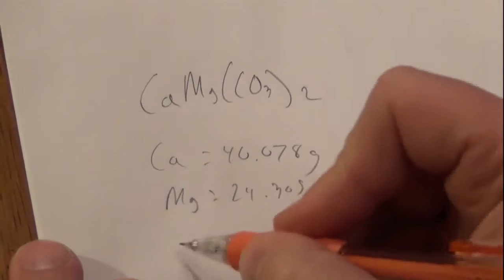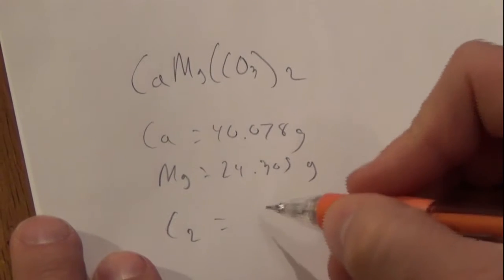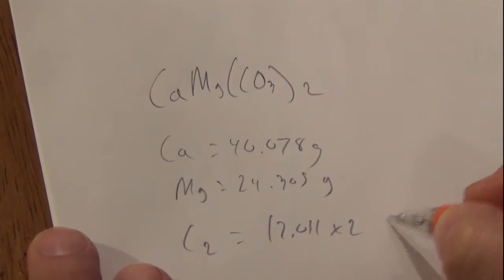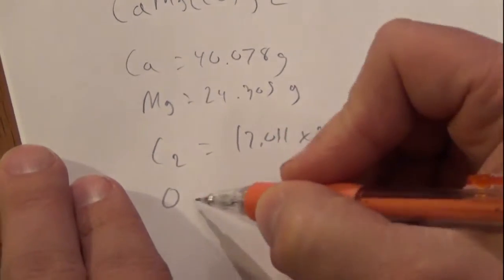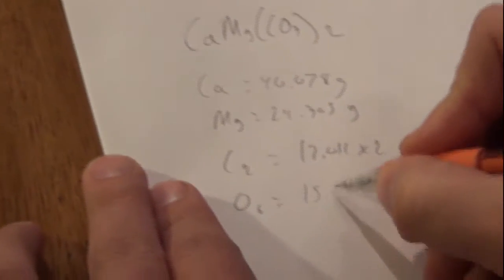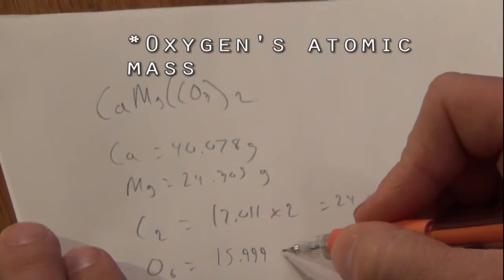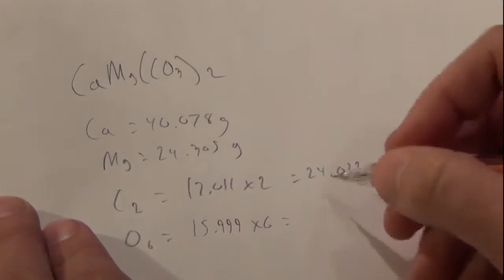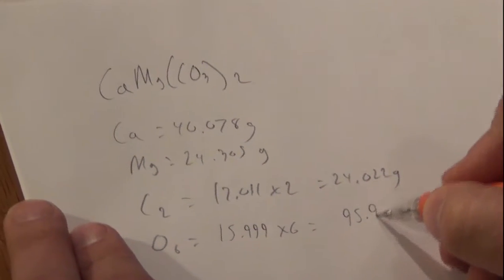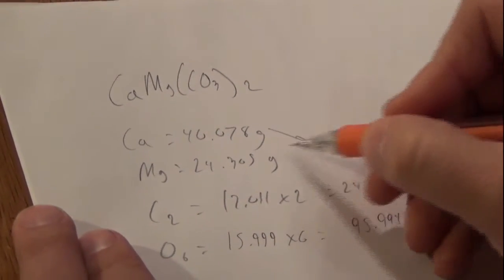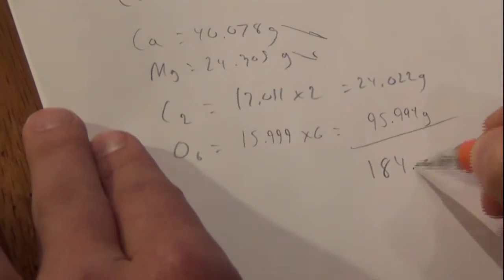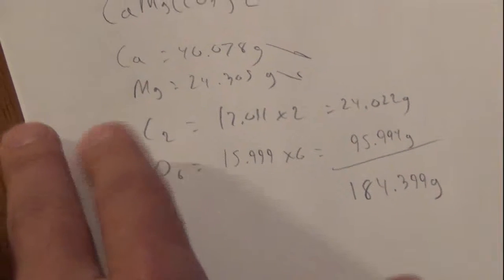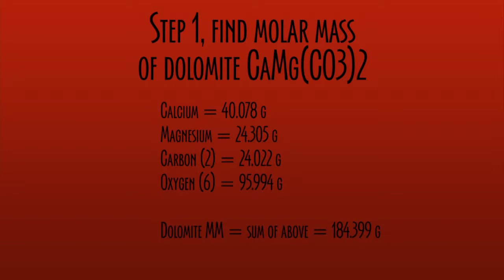24.305 grams. Carbon, there's two of them, so that's 12.011 times 2, which equals 24.022 grams. And then there's 6 oxygens, and oxygen's molar mass is 15.999, and then you multiply by 6 and you get 95.994 grams. You add all 4 up, 1, 2, 3, and 4, and you get the molar mass of dolomite at 184.399 grams. And this is all the elements in their breakdown, and then you add them all up, and that's how you get the molar mass of dolomite.